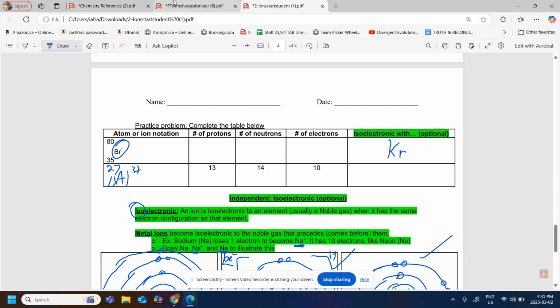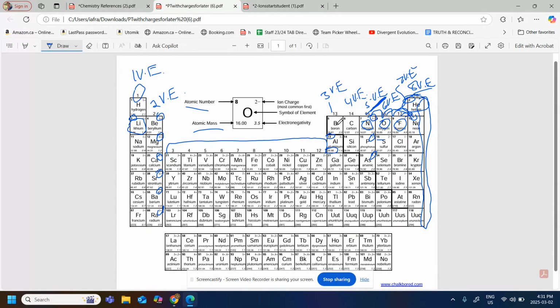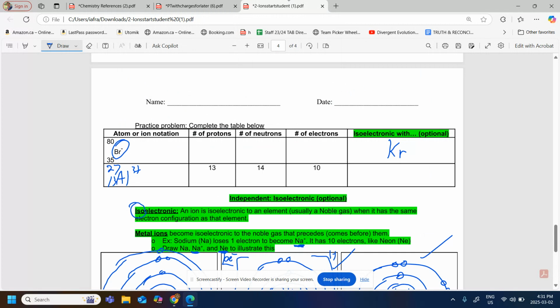But if you look at aluminum, aluminum is a metal. So it has 3 valence electrons and wants to lose 3. It had 13 electrons, it'll lose 3, and then have 10 electrons like neon. So aluminum goes back and becomes like neon electron-wise. So aluminum would be isoelectronic with neon. So isoelectronic just means that they have the same electron layout. So ions can be isoelectronic to noble gases when they form.